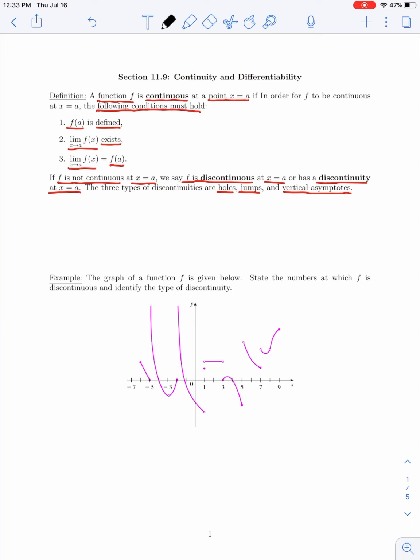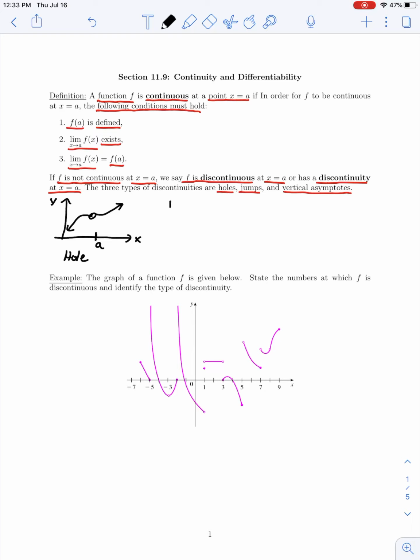So an example of a hole in the graph of a function, let's say we're considering the part of some graph that lies in the first quadrant. We would say we have a hole at some point x equals a if our graph is some nice smooth curve, but it's undefined at x equals a. So this fails the first condition for continuity. f of a is undefined here.